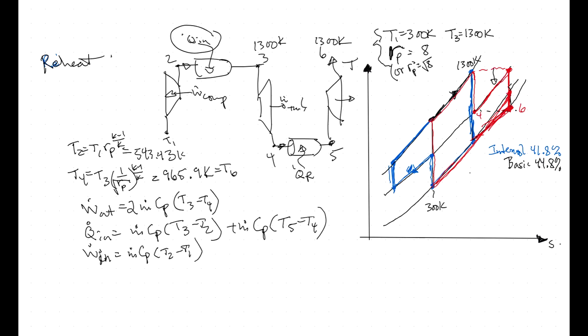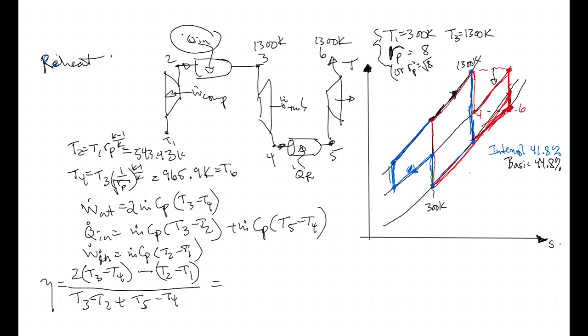Okay, so we put this together. So the efficiency now is going to be the net work. I'm going to cancel out all the M dot CPs. So two times T3 minus T4, minus T2 minus T1. So two times the power out of each turbine minus the power into the compressor, divided by Q dot in, divided by T3 minus T2 plus T5 minus T4, like this. Okay, so I punch all of this in, and then for only reheat, I find that it's 38.95%.